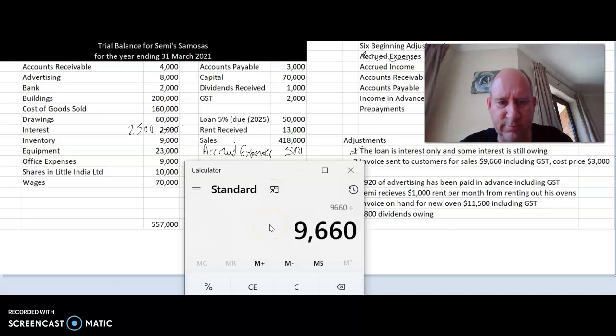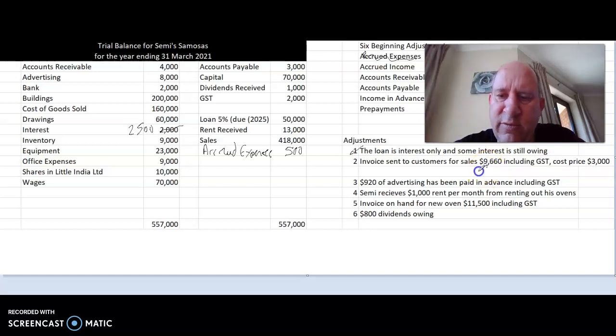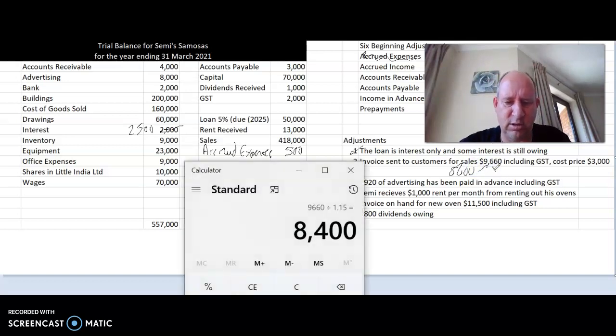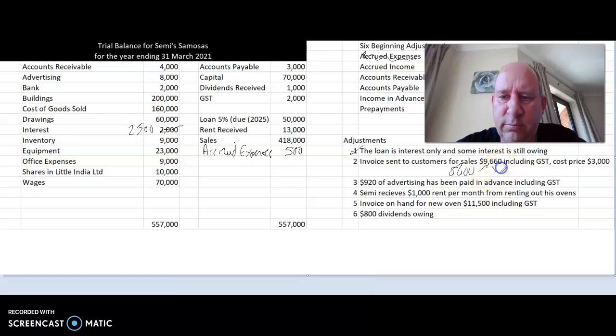9660 divided by what? Good. So I'm going to split this figure into 8,400. That's the sale amount. And then the GST, 9660 minus 8,400 is 1260. So one step at a time, that 9660, you're going to add that to accounts receivable. Done the first bit.